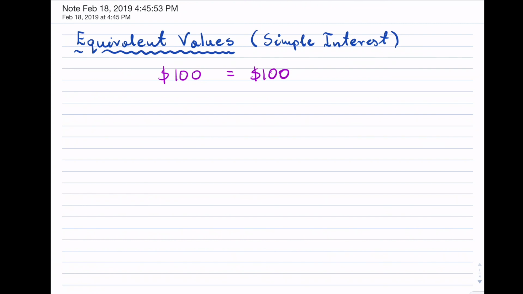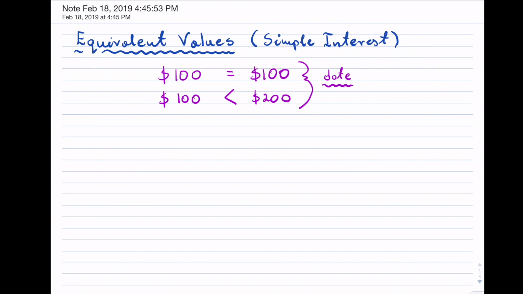Now, with these equivalent values, if this happens on the same date, then that's very easy to compare. If someone has more money than somebody else, you can easily deduce it. If you have 100 and somebody else has maybe 200 today, the $200 is bigger. But all of this must be compared on the same date.